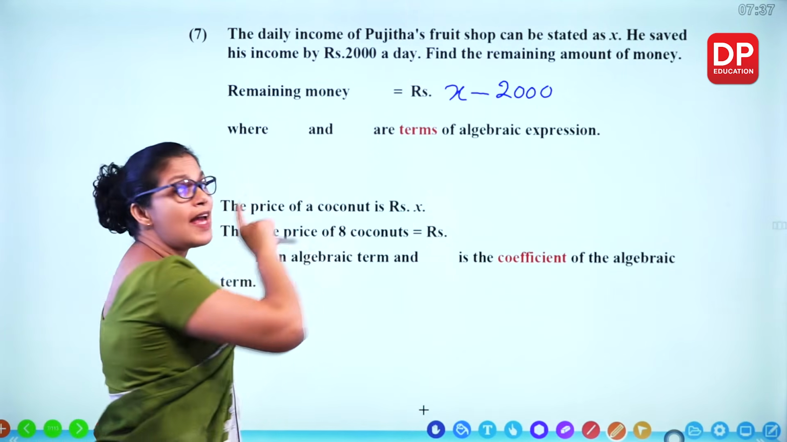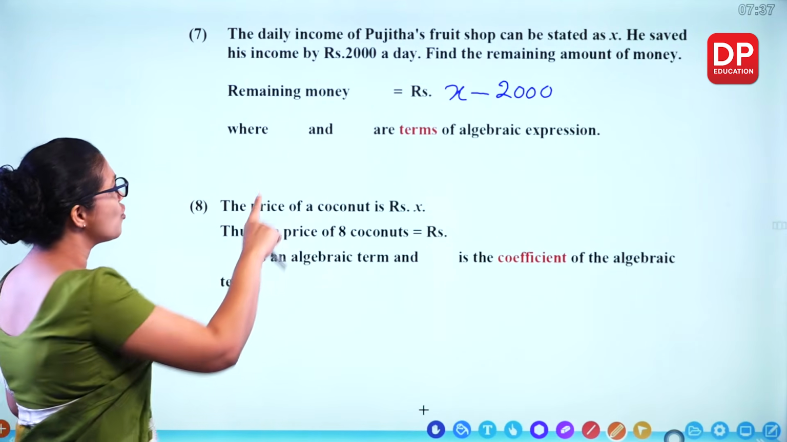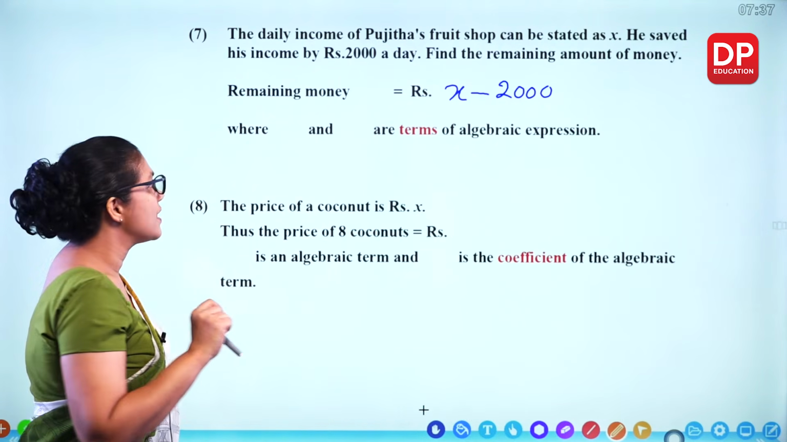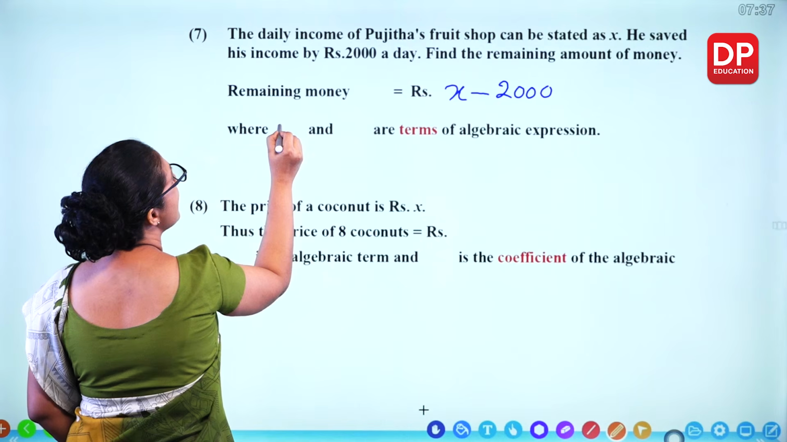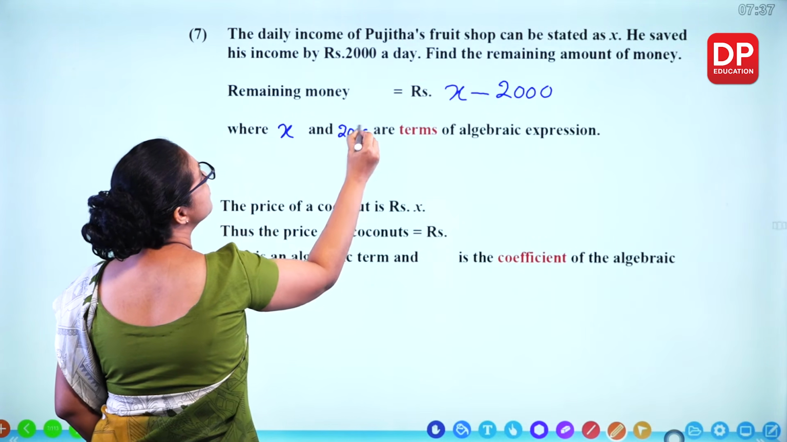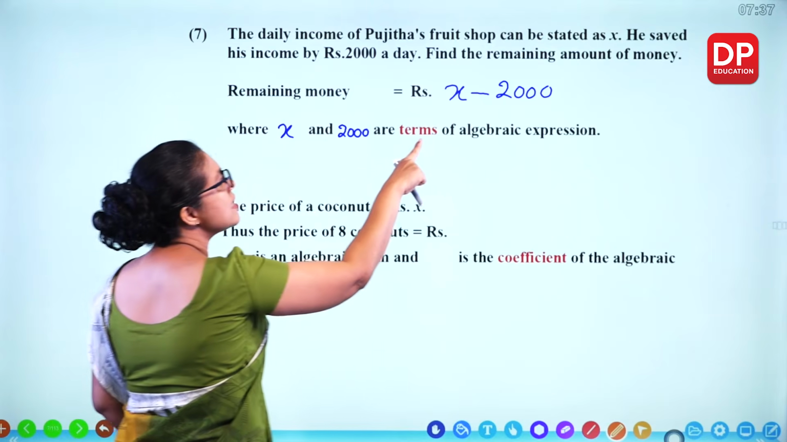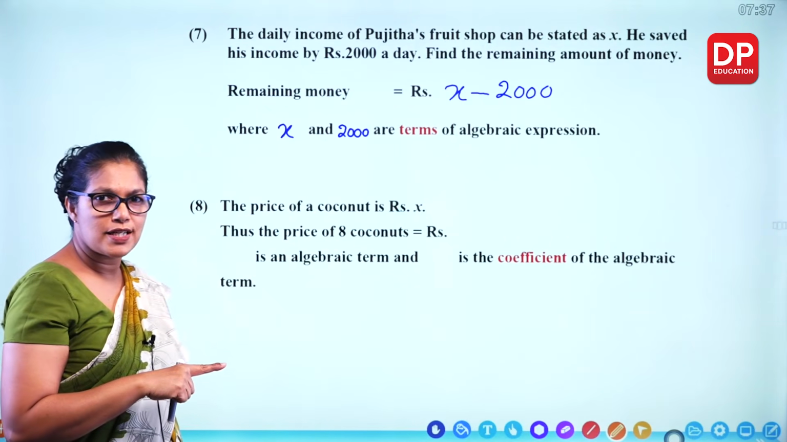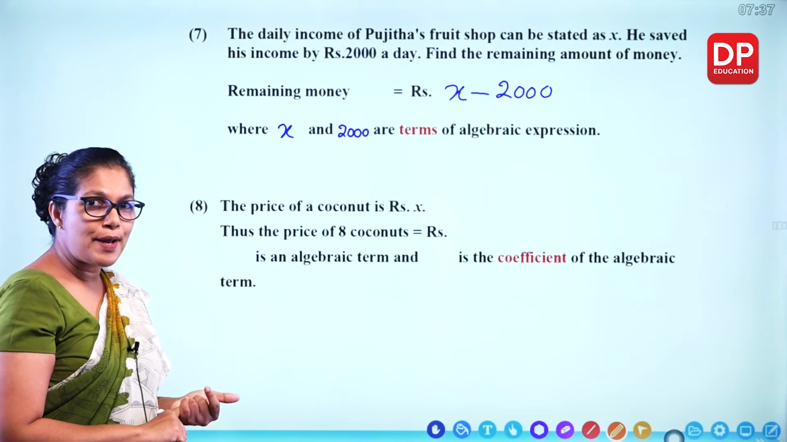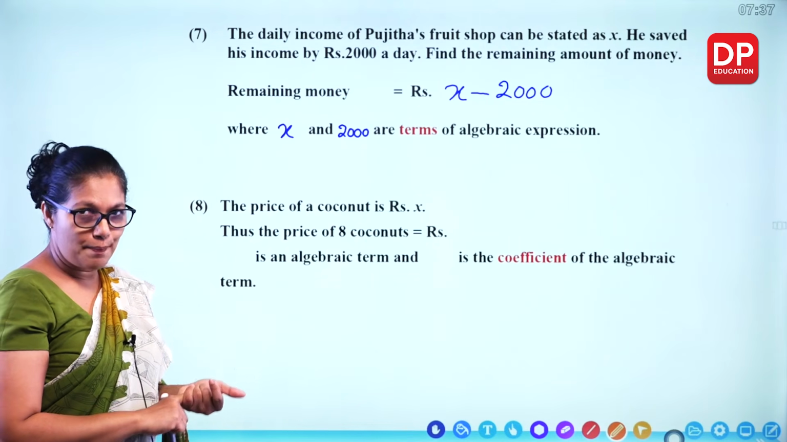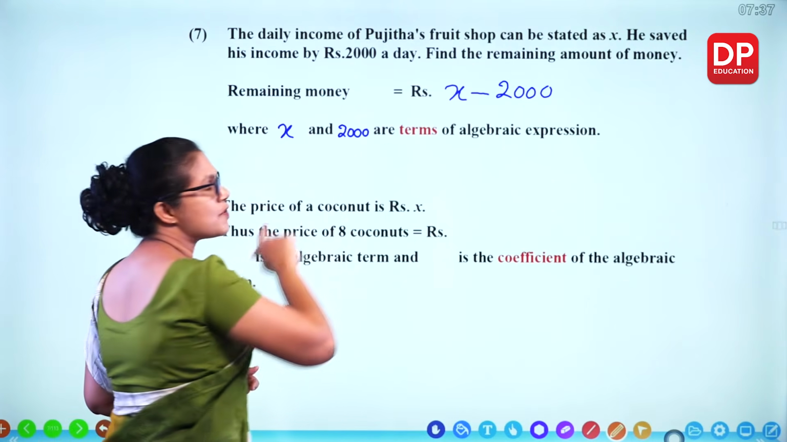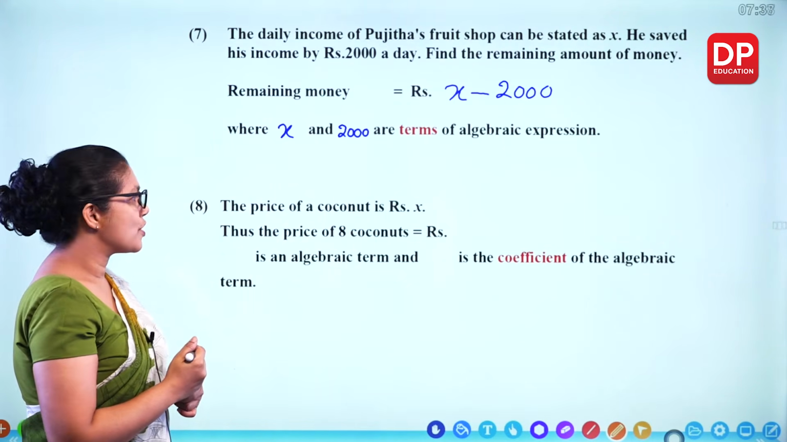So this is an algebraic expression. So what are the terms in this algebraic expression? We can write x and 2000. Those are called the terms of an algebraic expression. So what have you learned now? You learned about variables, and we can use simple letters for variables. And the next is the terms of an algebraic expression.